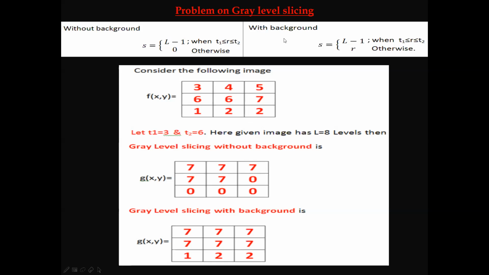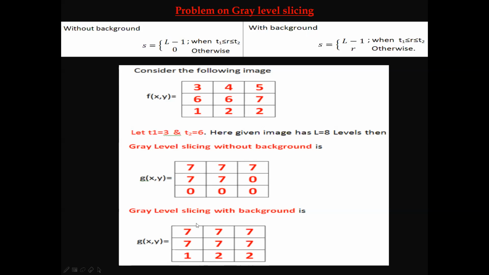In a similar manner, we have to calculate for the with background case also. In with background, see how we are getting 1, 2, 2 in the last row. This is the output image g of x comma y after performing gray level slicing with background, and the last row values are 1, 2, 2.